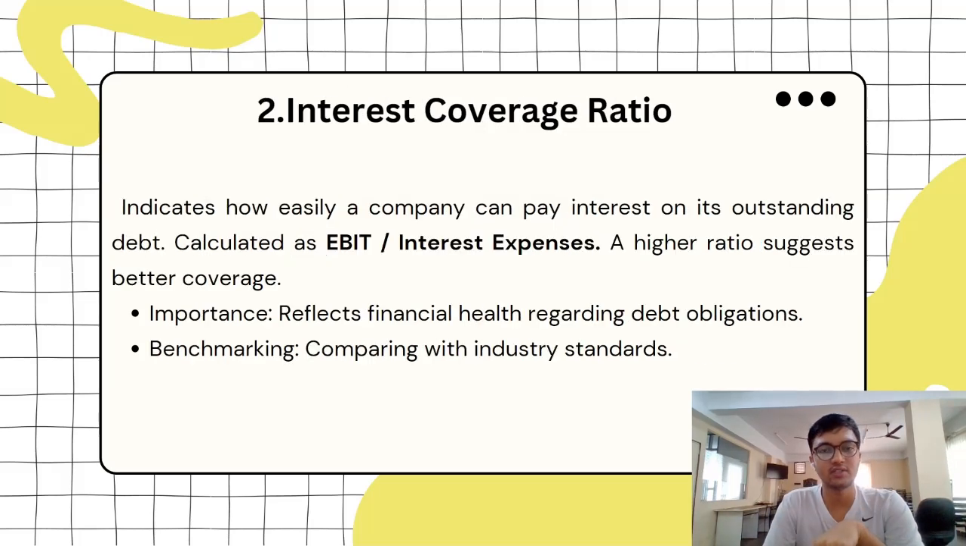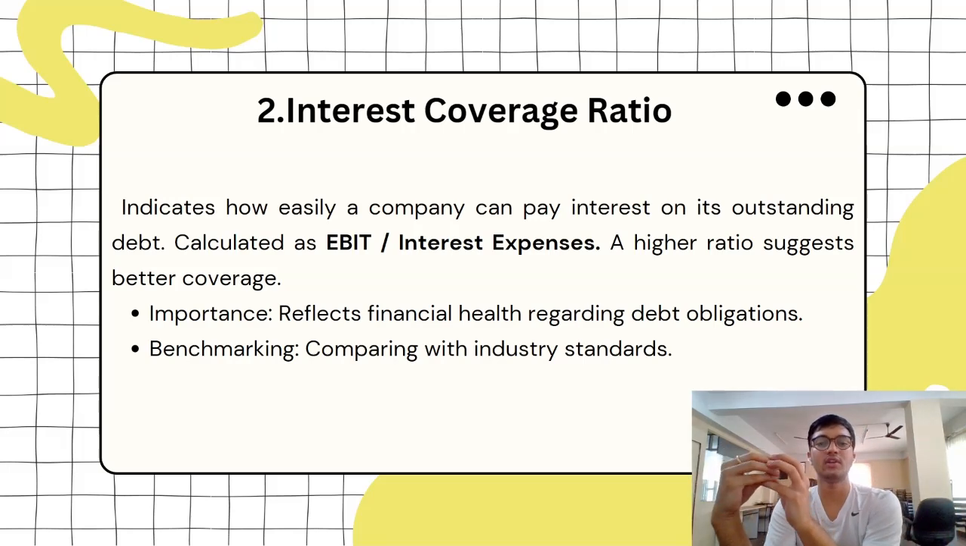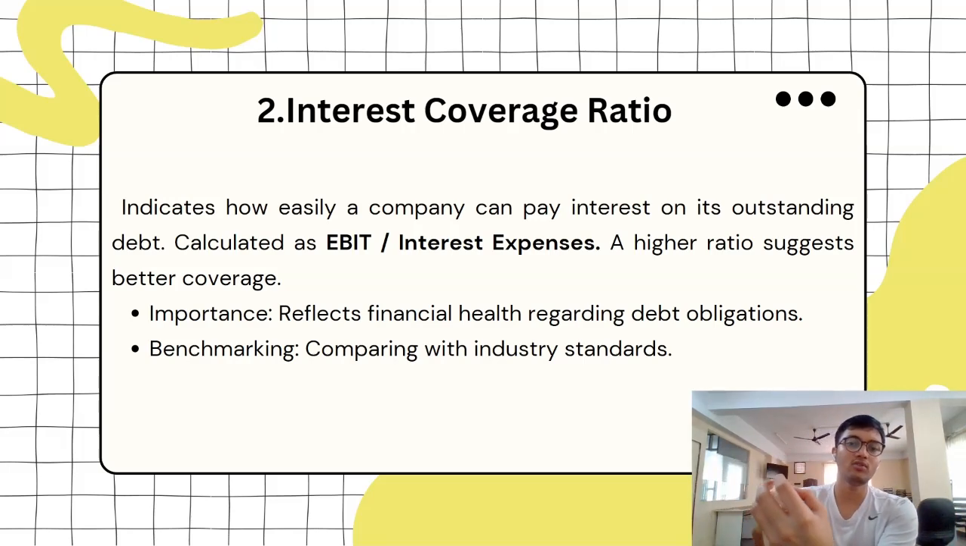Next is the interest coverage ratio. It indicates how easily a company can pay interest on its outstanding debt. If a company has an interest coverage ratio of more than 10 or 15, that shows at the end of the day that the company has enough earnings to repay its debt. So 10 indicates that I have an interest obligation of 100 rupees, but I have enough money to repay this interest 10 times. That is about the interest coverage ratio. A higher ratio suggests better coverage.